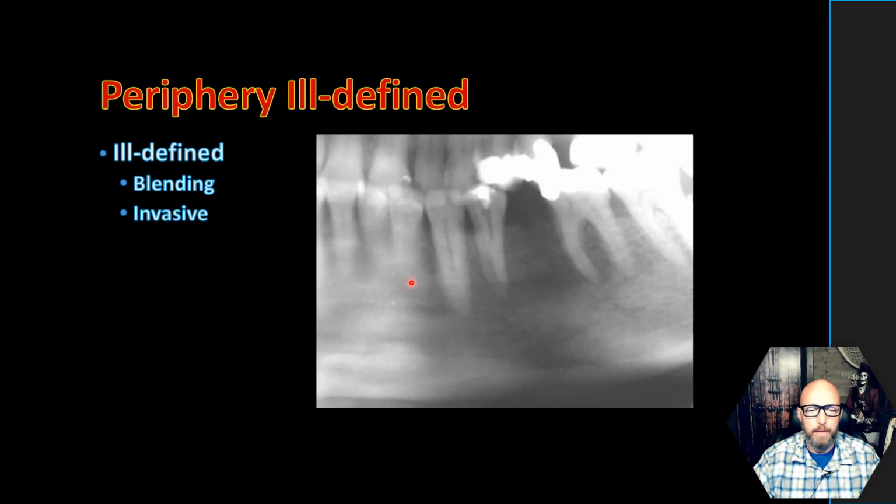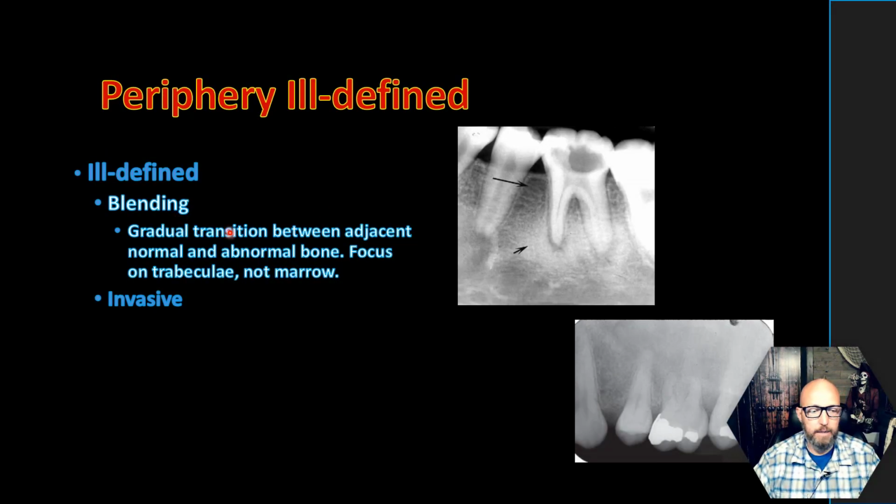All right, and this is what we mean by ill-defined. This is that image I showed before where we really couldn't find the borders of that lesion. Does it end here, or does it end here? Or does it extend all the way to here? And so that's kind of your classic ill-defined lesion where the borders are blending from the internal to the external portion of the lesion. So blending meaning gradual transition between normal adjacent bone and where it is abnormal. As we see in this case, it doesn't always mean that something is malignant. This is just an inflammation.